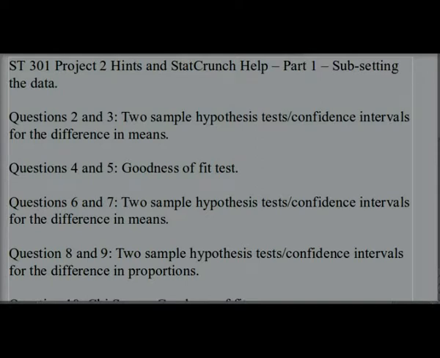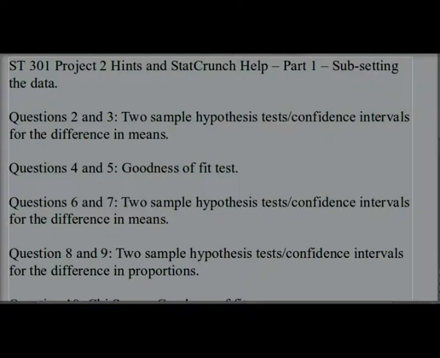Alright, let's look at another thing that'll help you with this project, and that's some of the approaches to dealing with each of the individual questions. Now, questions 2 and 3, these are two sample hypothesis tests, confidence intervals for different means, and that's the same for questions 6 and 7, so you should be able to do those. I'm not going to spend much time with that.